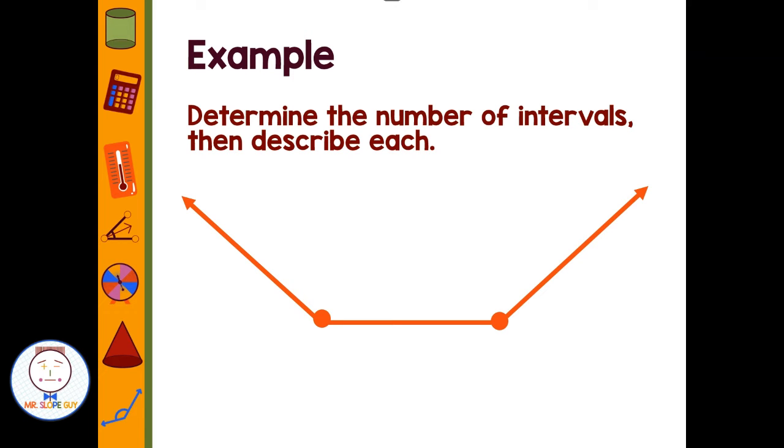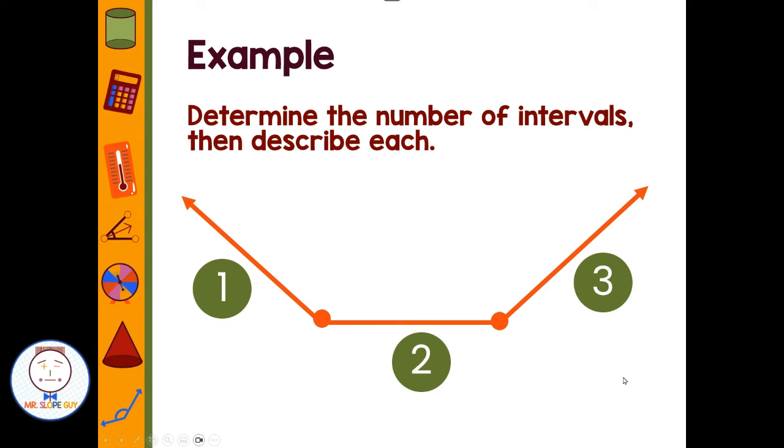So this one we want to determine the number of intervals that describe each. Well, we have three different intervals or functions. We have this interval here that starts from negative infinity and goes down, down, down, down, down until it gets to this point. And then we have this section between these 2 points. And then we have this section that starts here and goes on for infinity to the right. So we have three intervals, and we want to describe each of these as increasing, decreasing, or constant.